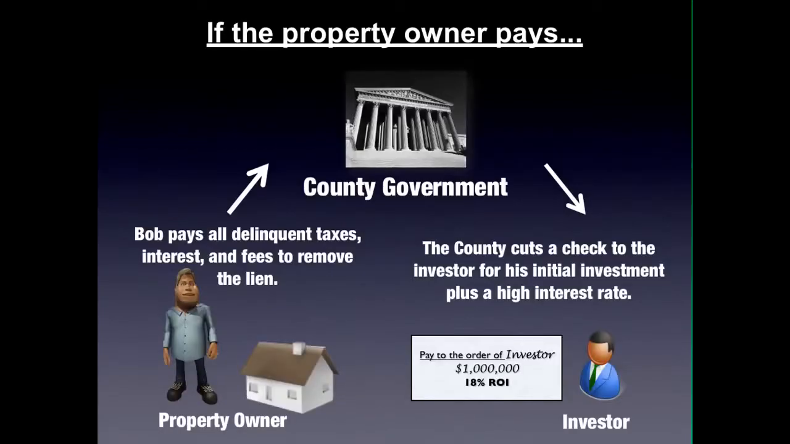So if the property owner pays, if Bob here pays all of his delinquent taxes, his interest, and the fees to remove the tax lien, the county is going to cut a check to the investor for his initial investment plus his interest rate return.